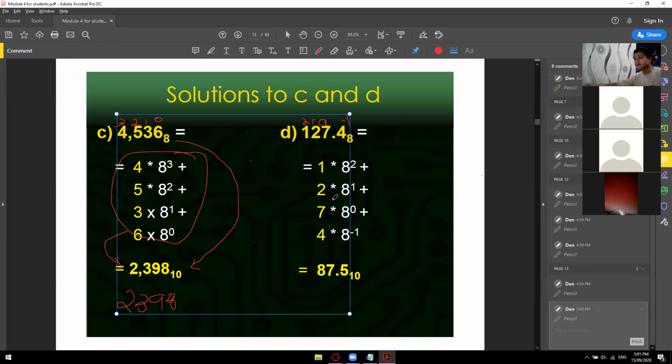Okay? And then, multiply nyo lang lahat to by its base, which is 8. So 1 times 8 raised to 2, and then 2 times 8 raised to 1, 7 times 8 raised to 0, and then 4 times 8 raised to negative 1. And then you will get this one, 87.5 base 10.